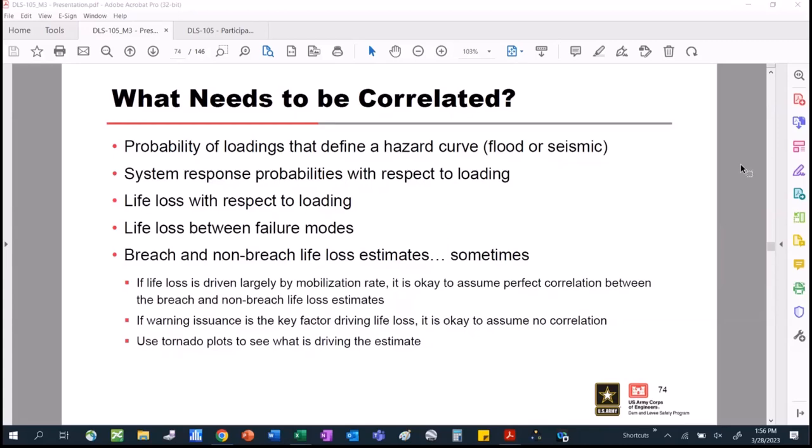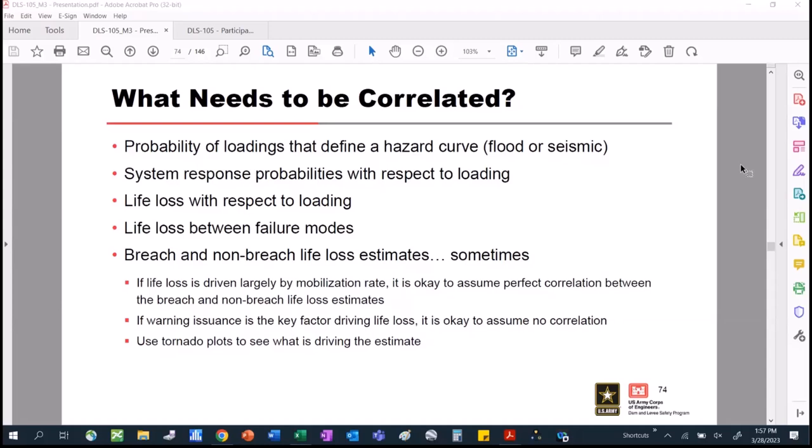Now, if warning issuance is the key driving factor, whether somebody actually gets the warning or not, that's going to be one of the instances where we're going to want to assume no correlation. So there really is no hard and fast rule of what to do. We typically assume perfect correlation because most of our stuff is dependent on mobilization, but I guess the guidance would be to go through and look at your data. You can use the tornado plots to see what's really driving the estimate, then make a decision.